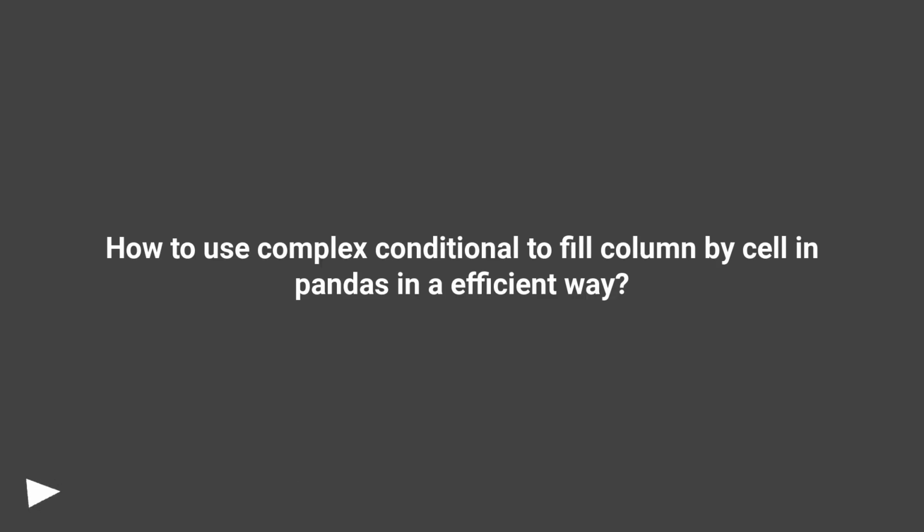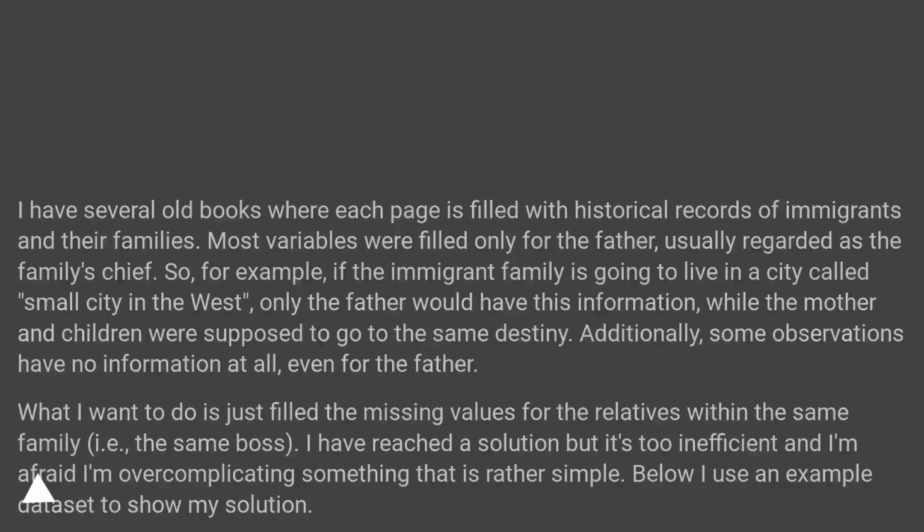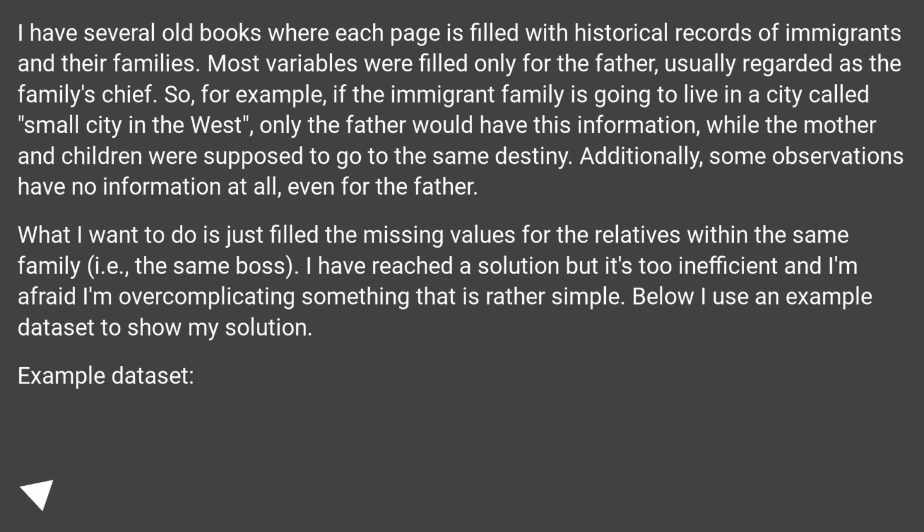How to use complex conditional to fill column by cell in pandas in an efficient way. I have several old books where each page is filled with historical records of immigrants and their families.